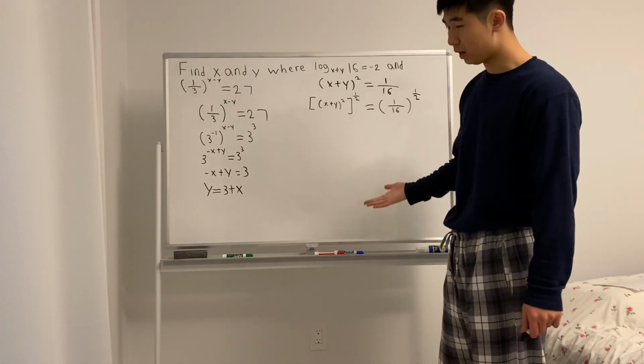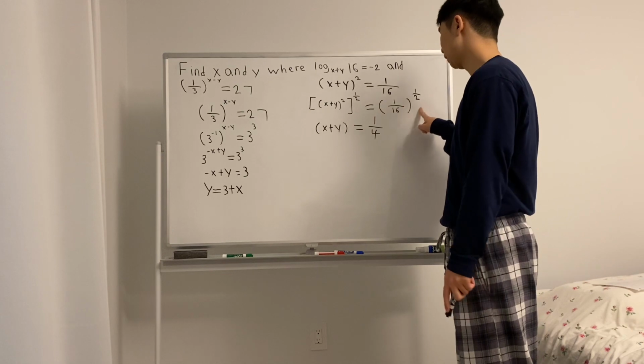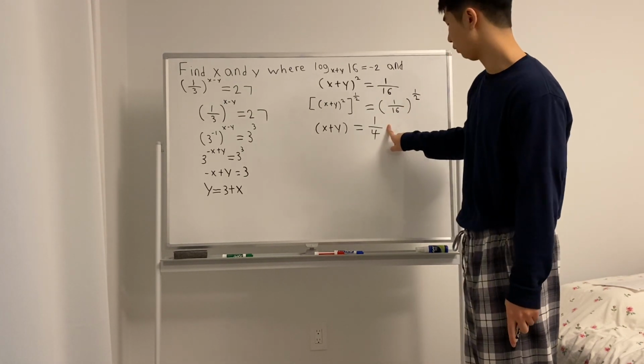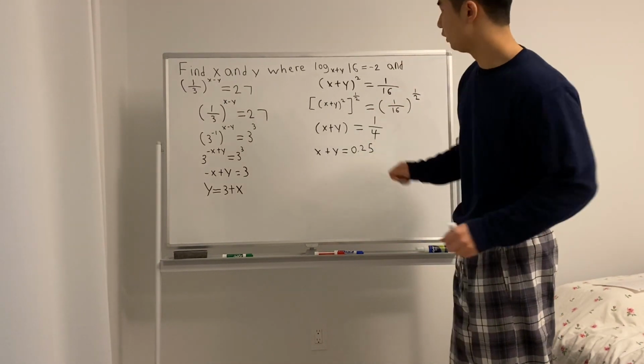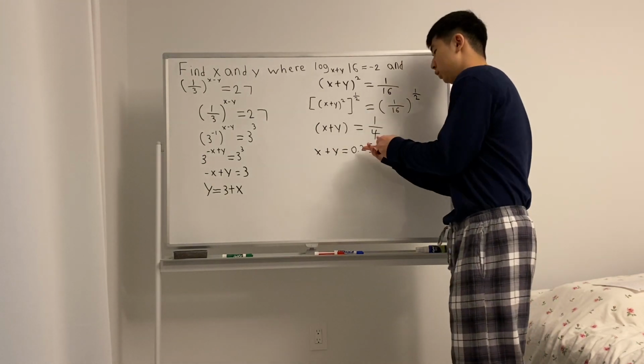So now you get x plus y equals 1 over 4, because 1 over 16 to the power of 1 over 2 is equal to 1 over 4. So now all I did was get rid of the brackets because we don't need them anymore, and I converted the 1 over 4 to 0.25.